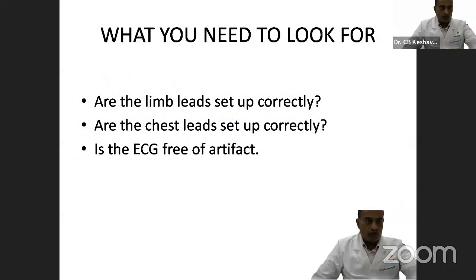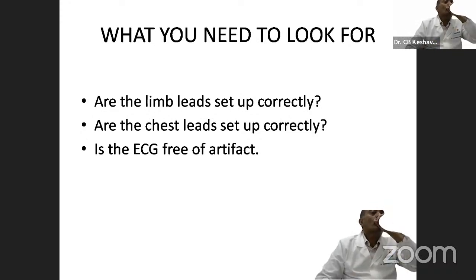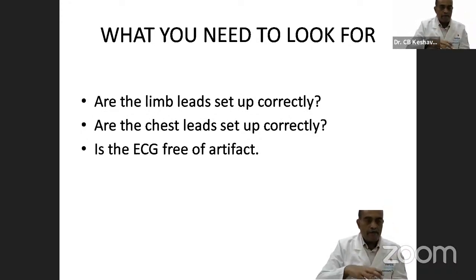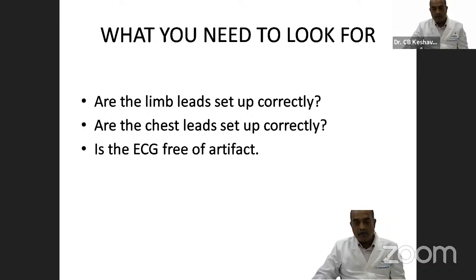So what do you need to look for? As soon as you take out an ECG, you see that the standardization is correct. The paper speed is correct. Are the limb leads set up correctly? As I said, if the limb leads have been interchanged, it can lead to a false diagnosis. It can lead to abnormal Q waves appearing on the ECG. And if the chest leads are not set up correctly, you may end up misinterpreting the voltages.